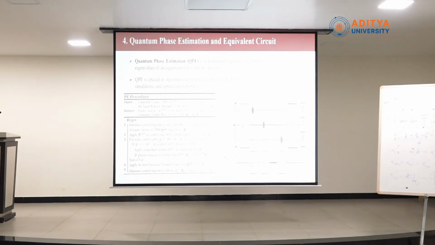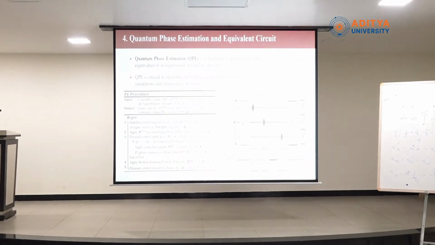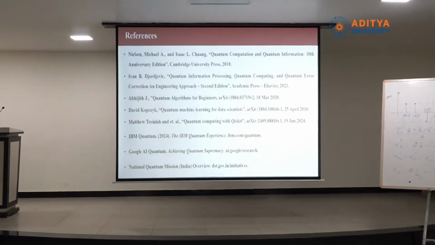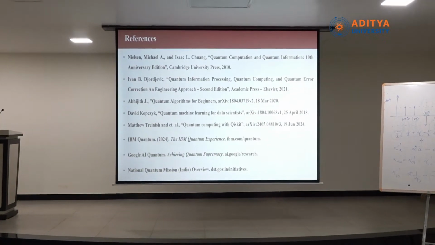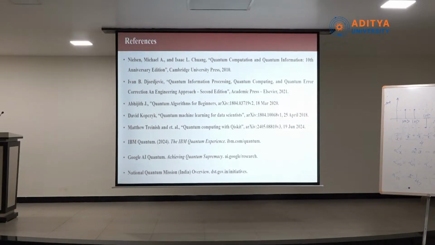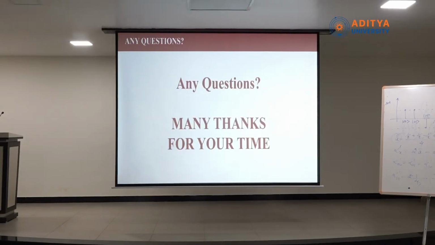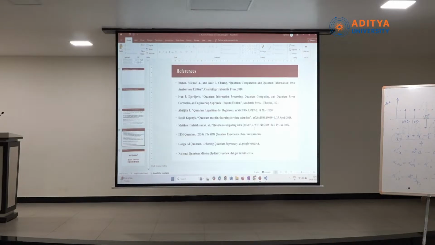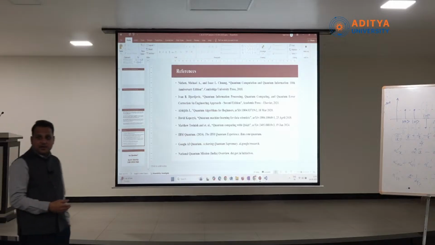So this was all about the phase estimation approach. Mathematics we have already done, implementation done. These are some references related to phase estimation and Grover's algorithm, and this is the end of this chapter. Now the target is to proceed with the machine learning part.